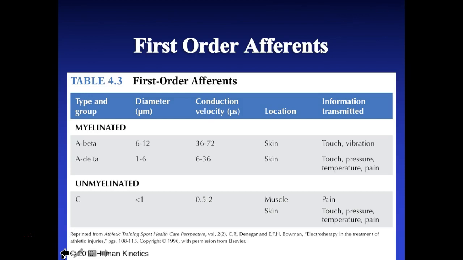Then it just shows you where things are located. So we know the unmyelinated are both in your muscle and your skin. And the A beta and A delta are more cutaneous, so they're more located in your skin. It just tells you that the A betas are touch or vibration, whereas the delta is touch, pressure, and remember it has the temperature and pain. And so remember the A beta is not pain, but the A delta and the C are both stimulated and transmitted by pain. Okay, nice.